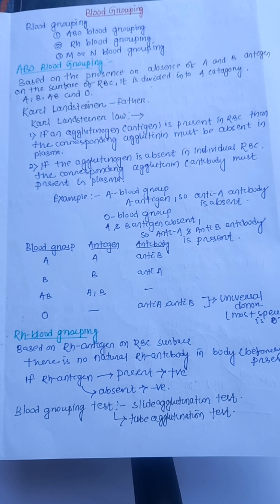And if you talk about the blood grouping test, that is the slide agglutination test, we take 3 drops of blood and add the different antisera, like anti-A, anti-B, and anti-D. Based on the agglutination, not coagulation, you should not say coagulation, you will say whether the blood group is AB positive, A positive, or like this.